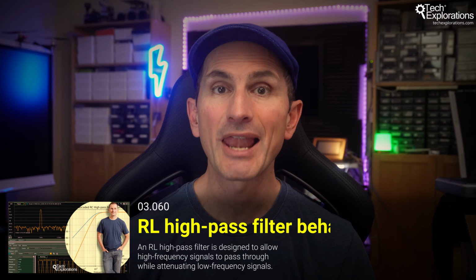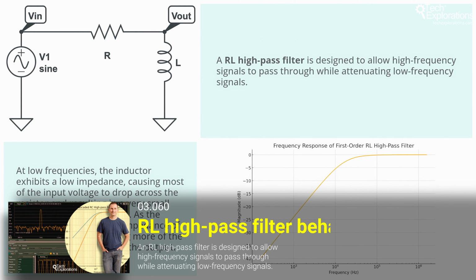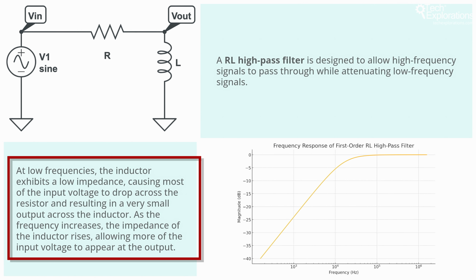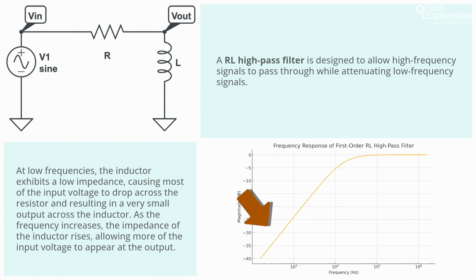An RL high-pass filter is designed to allow high-frequency signals to pass through while attenuating low-frequency signals. In this configuration, a resistor and an inductor are arranged so that the output is taken across the inductor. At low frequencies, the inductor exhibits a low impedance, causing most of the input voltage to drop across the resistor and resulting in a very small output across the inductor.